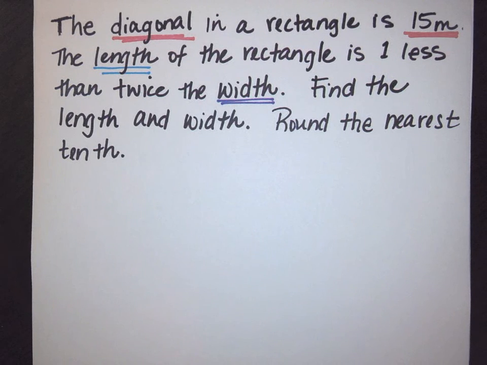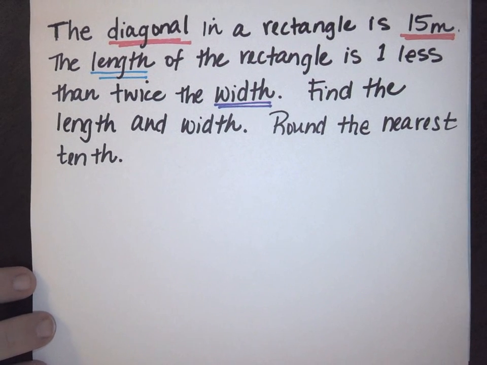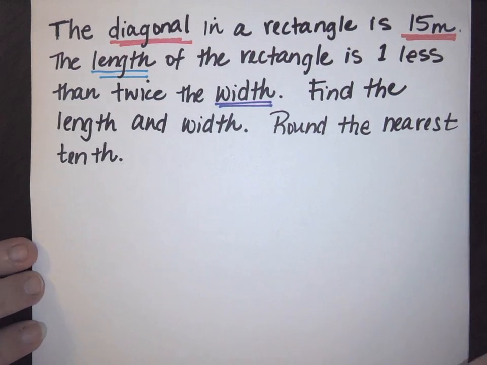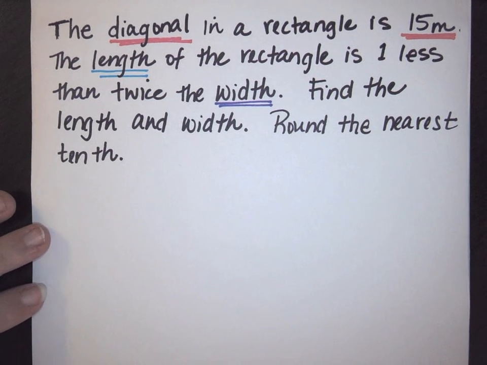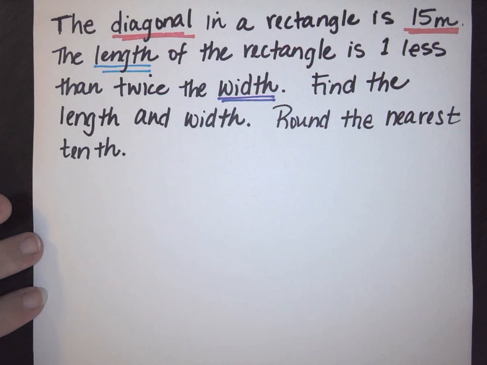In this video, we are going to take a look at two different application problems and how you would approach them using quadratic formulas and equations of different types. So the first one here is going to be a rectangle problem. And so what we have is that the diagonal in a rectangle is 15 meters in length.